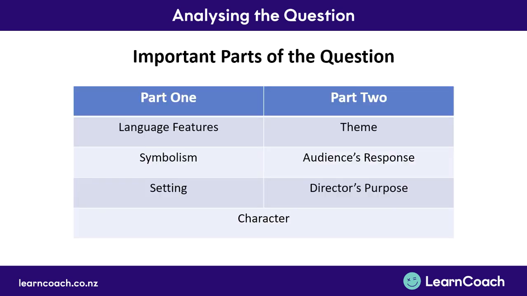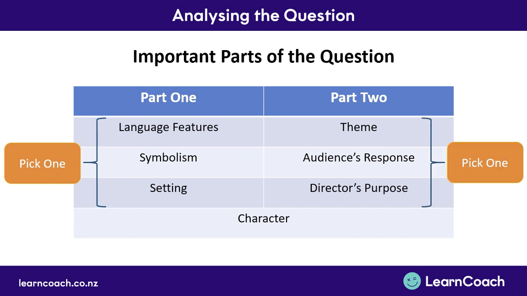Here's a table of the aspects which I'll discuss in the next tutorial videos according to which part they usually belong to. These are once again based on past exam questions and are the 7 most common aspects that come up. As you can see, language features, symbolism, and setting are usually in part 1, and theme, audience response, and director's purpose are in part 2, whilst character can fall for either parts. I suggest you pick an aspect from part 1 and an aspect from part 2.